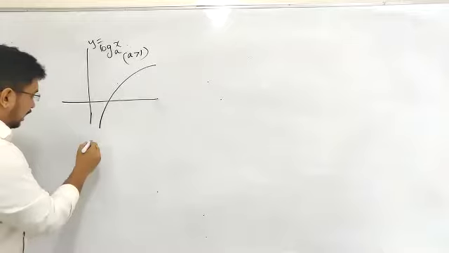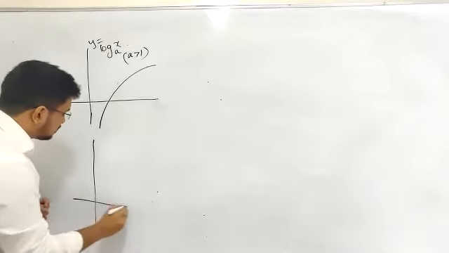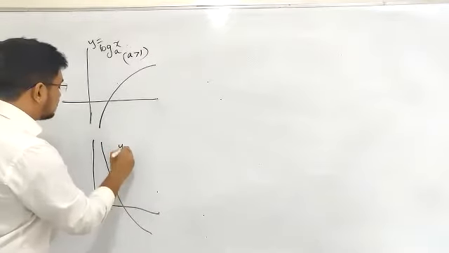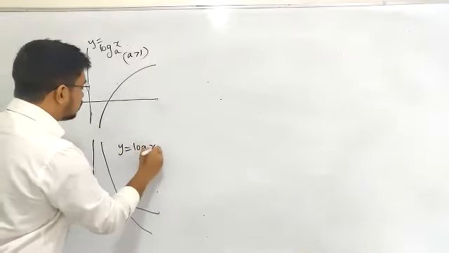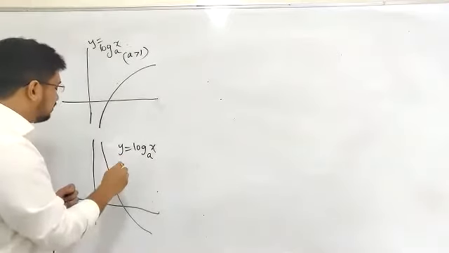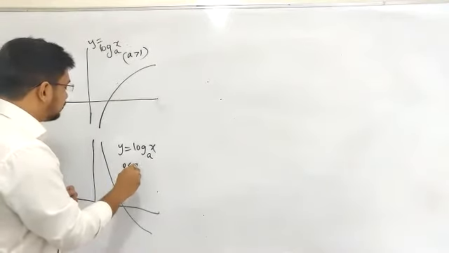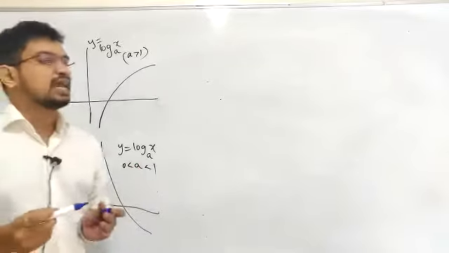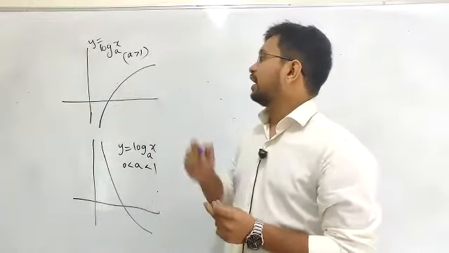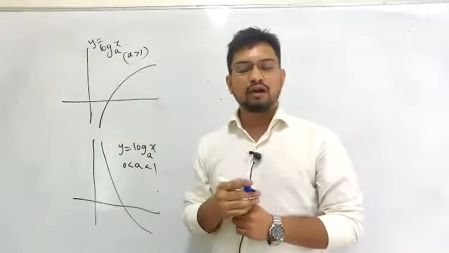And similarly, this part, this is the graph of y is equal to log x to the base a if the base is lying between 0 and 1. That is, 0 is less than base is less than 1. If the base lies between 0 and 1, this is the graph for your logarithm. And if the base is greater than 1, this is the graph for your logarithm.